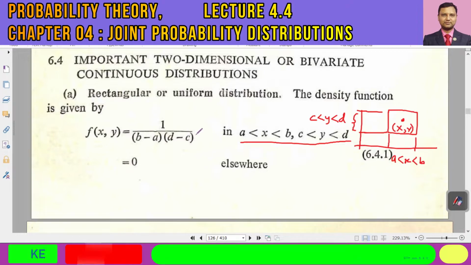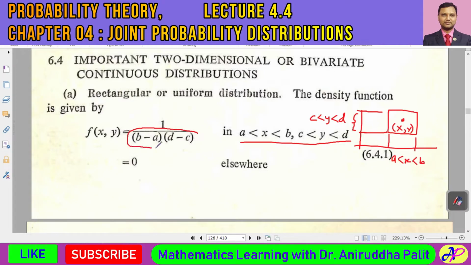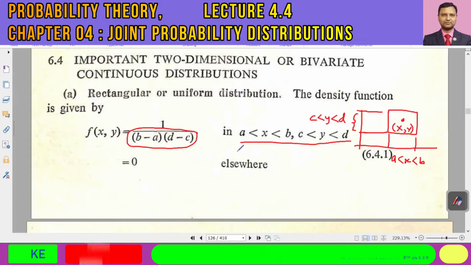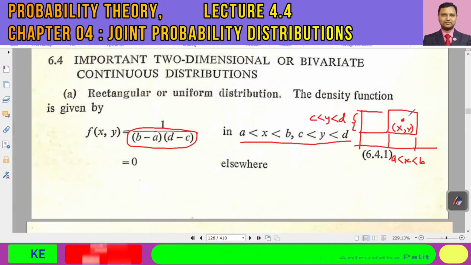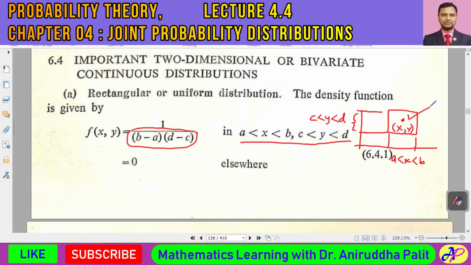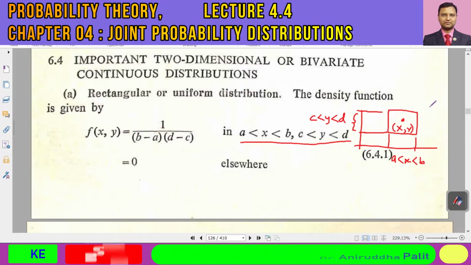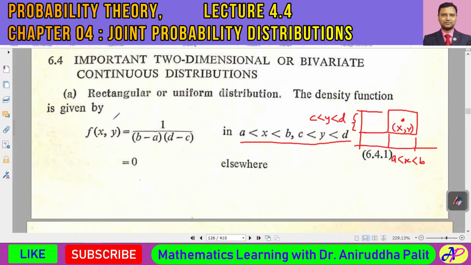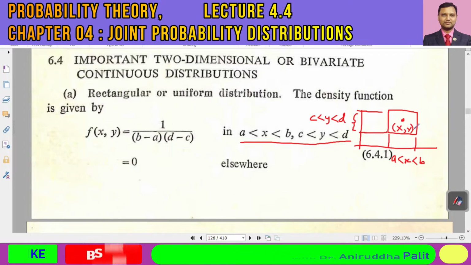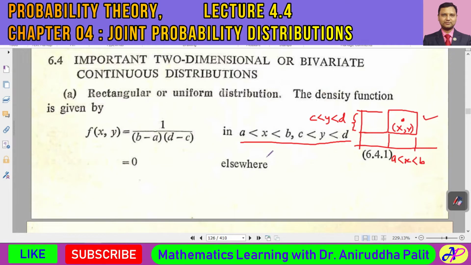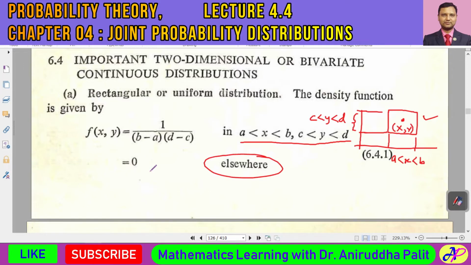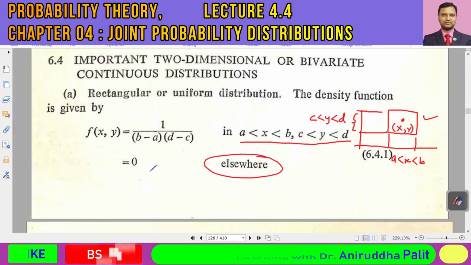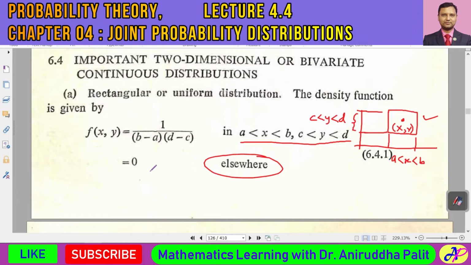So altogether, this denominator, b minus a into d minus c, is actually the area of this rectangular region. And what is the value of the function f outside this rectangular region? Outside, that means elsewhere, the value of the function is equal to 0. And this is known as rectangular or uniform distribution over a rectangle.